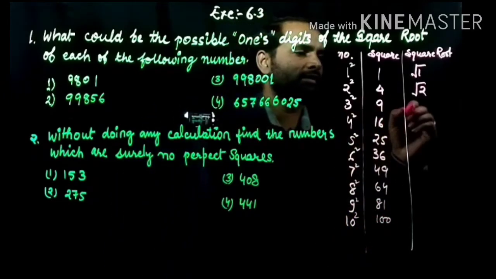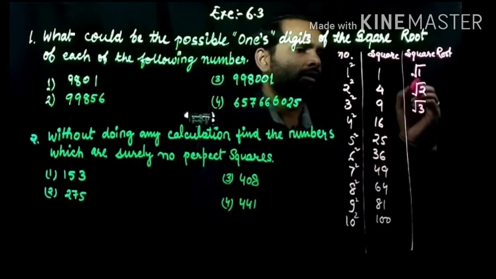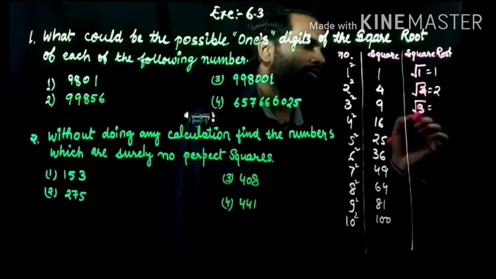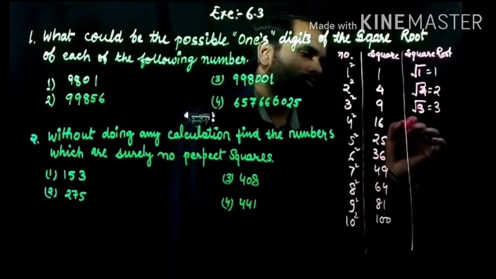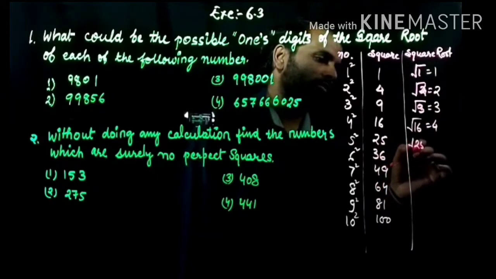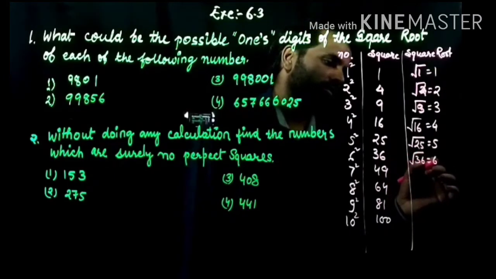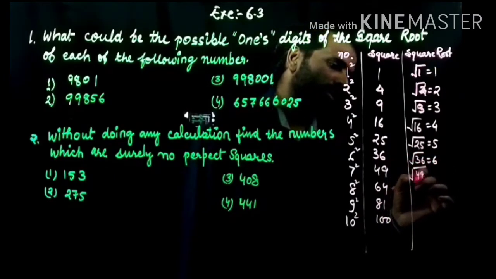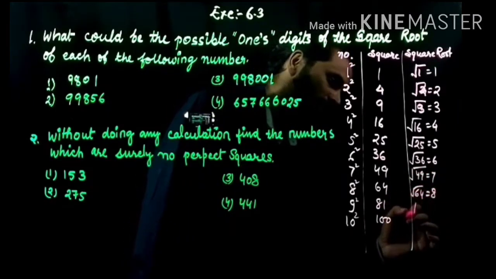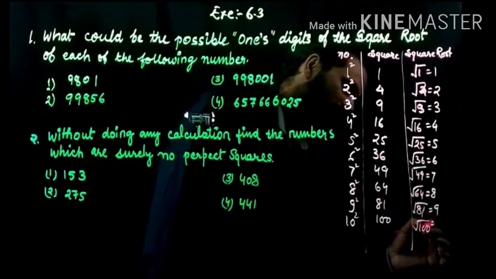And the square root of 1 is 1, the square root of 4 is 2, the square root of 9 is 3, the square root of 16 is 4, the square root of 25 is 5, the square root of 36 is 6, the square root of 49 is 7, the square root of 64 is 8, the square root of 81 is 9 and the square root of 100 is 10.